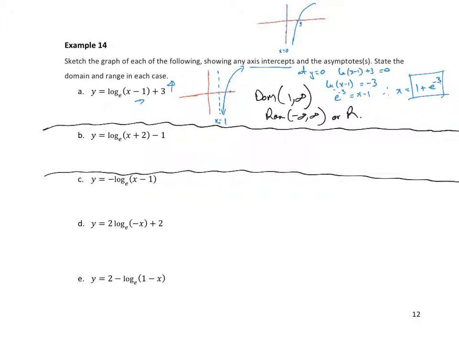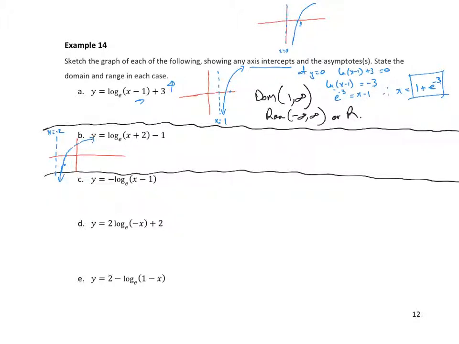Next one looks very similar, doesn't it? So I might do a little graph sketch here because I know it's shifting 2 units to the left. So my asymptote now goes across to here at x equals negative 2, and everything moves down 1. So that x-intercept, which was at 1, goes down to there. And so my graph is just going to look a bit like this.